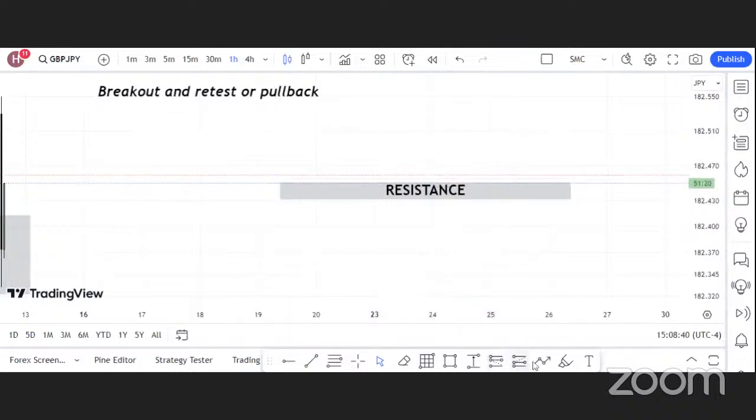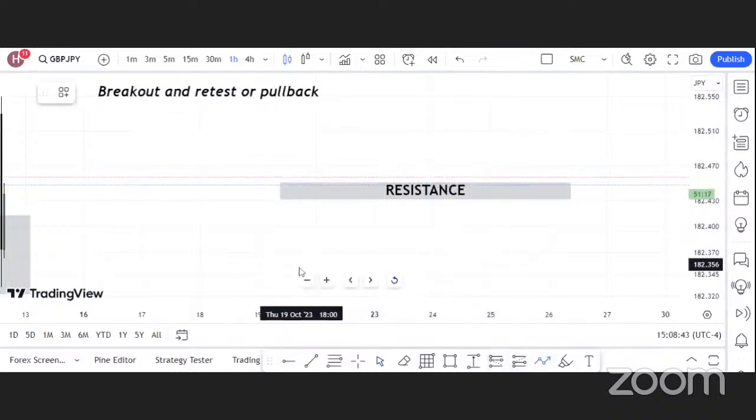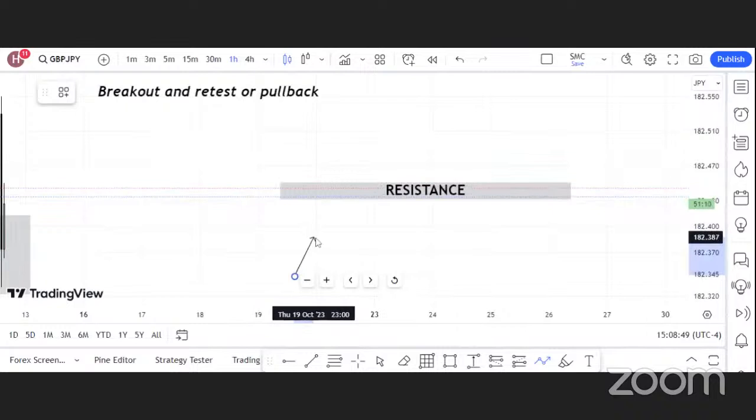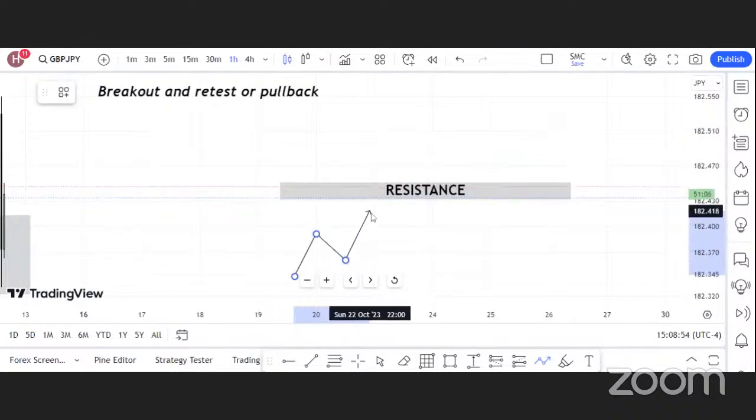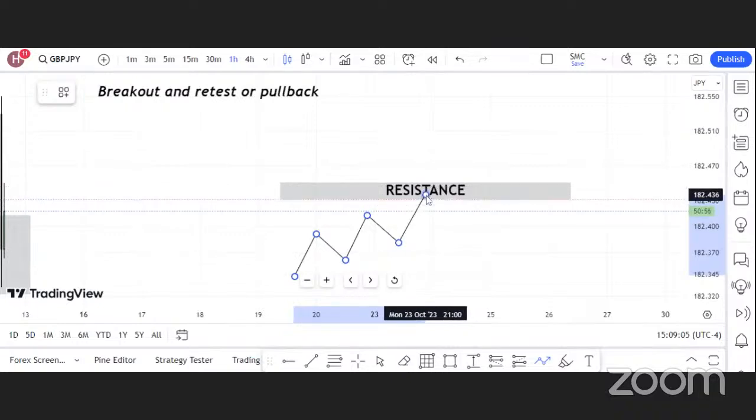So on a resistance, a buy market is expected to pause due to concentration of supply. This is a buy market. But when it got into resistance, what happened? The market pauses due to concentration of supply. So there are a lot of suppliers here that are selling.